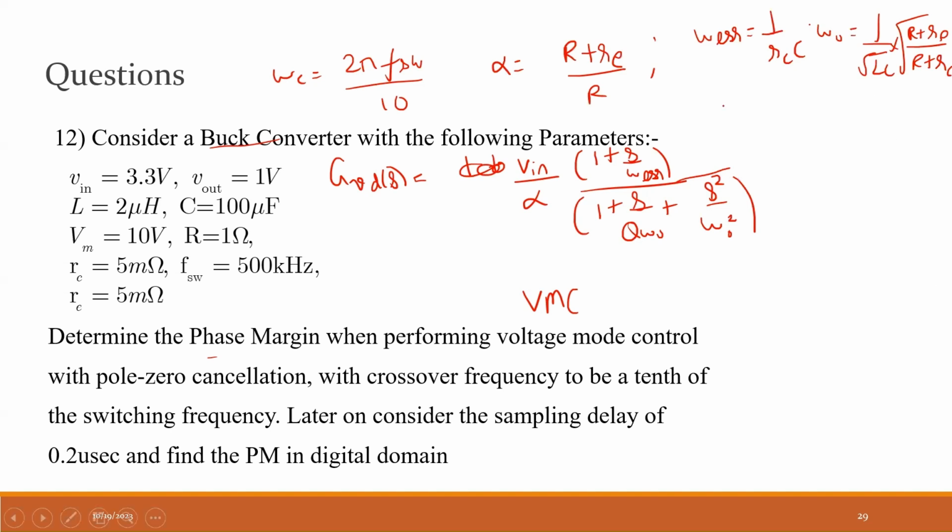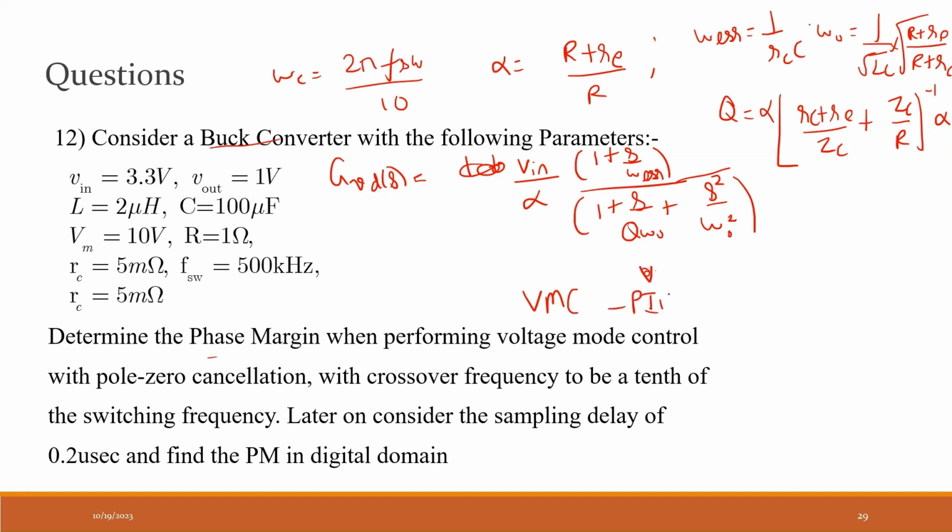And my Q is given by alpha into RC plus RE upon ZC plus ZC upon R, the inverse into alpha. Okay, so these are the formulas which you must use to find GVD of S. This is a standard formula for the buck converter considering the parasitics as well, because the parasitics have been included in this question. So this I find GVD of S.